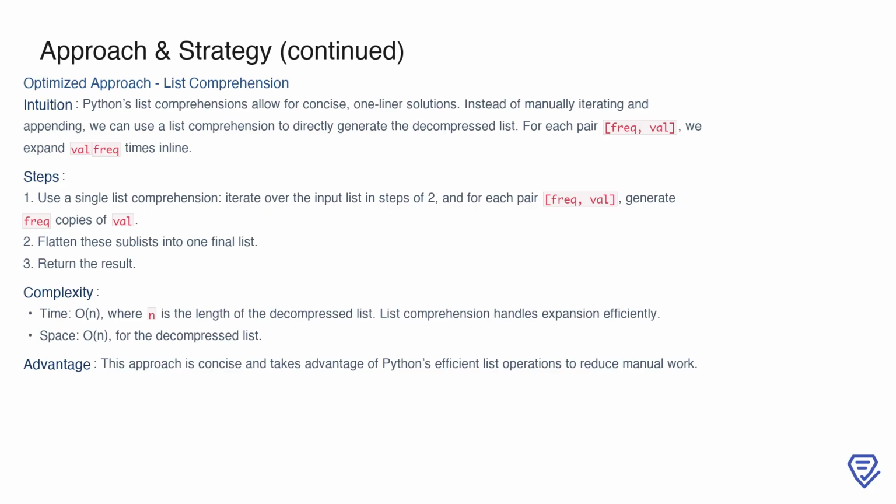The time complexity remains O(n), as we are still expanding each frequency copies of val, and the space complexity is also O(n). The main advantage of this approach is its simplicity and readability, which makes it easy to implement while leveraging Python's optimized handling of list operations.